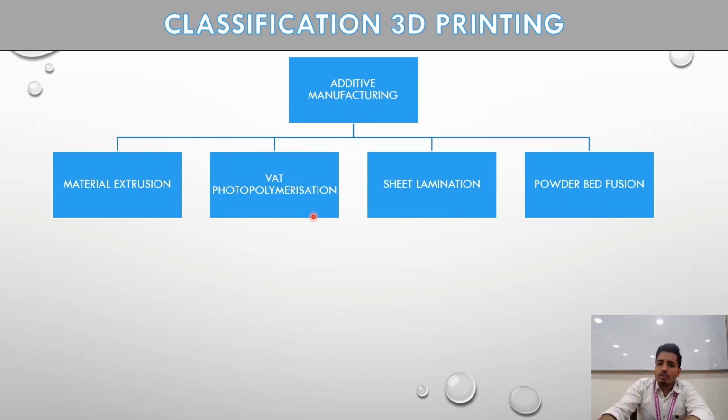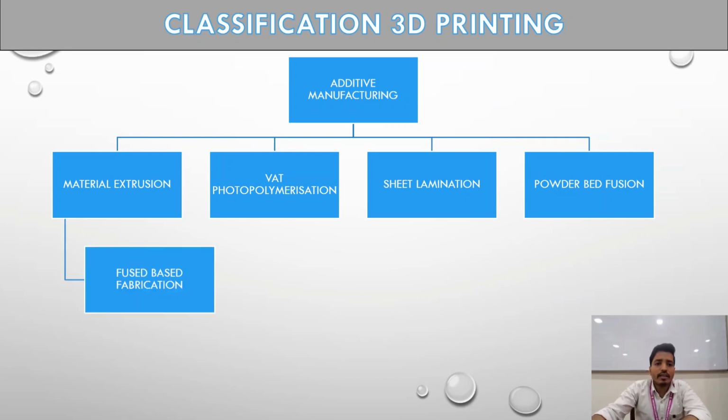For powder bed fusion, basically understand it's like cement. If you consider cement, and you put water, it gets solidified. Likewise, you have a powder material, metal material, and if a specific liquid is added, it gets solidified, and you can design an entire titanium part or any metal using this powder bed fusion. Further classification: in material extrusion, you have fused deposition modeling and you have liquid deposition modeling.